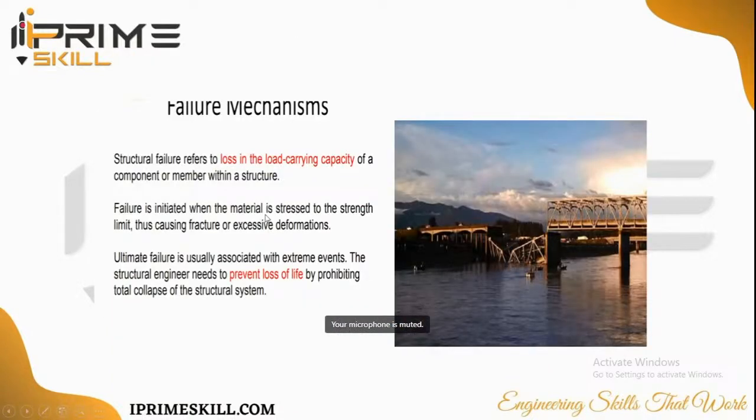So, some of the failure mechanisms of bridges: why do they fail? It is due to the loss in load carrying capacity of a component or a member within a structure. They start failing. Failure is initiated when the material is stressed to the strength limit, and then it causes excessive deformations, which ultimately leads to the loss of life. That should be avoided. Total collapse should be avoided.